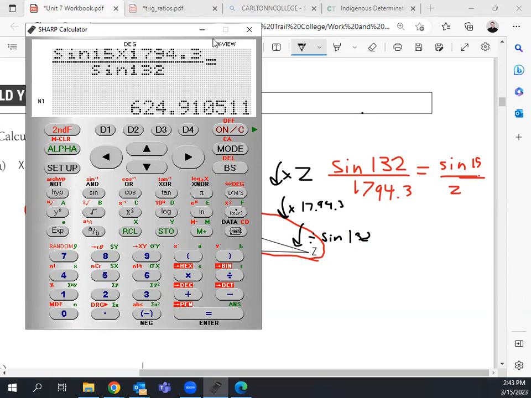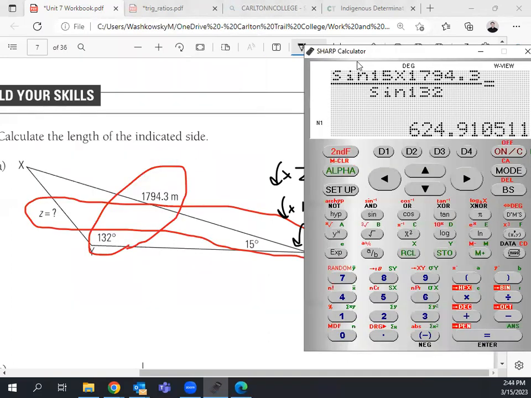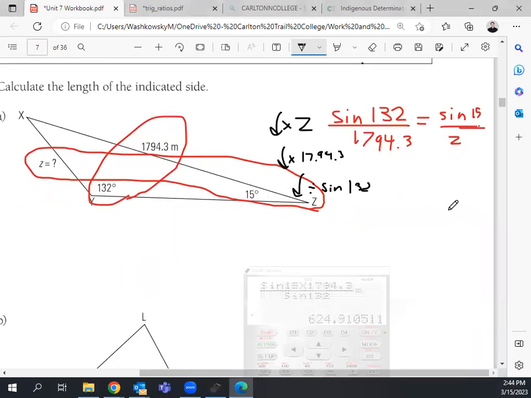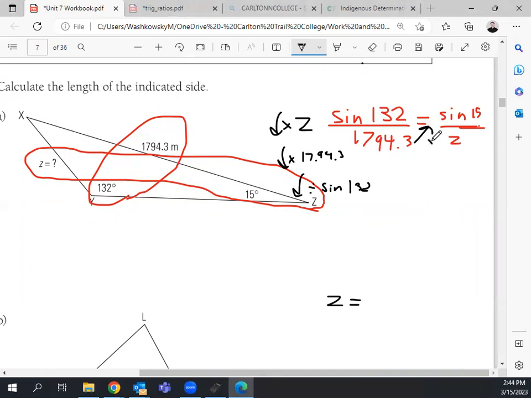It should come to 624.9 meters. My experience is most people are pretty okay with setting it up. They're able to do this part, which is half the battle. It's the algebra that tends to be the confusing part. Z is what I'm trying to find, so I need to get Z by itself. The main question is, am I timesing or am I dividing? If it's on the bottom, you have to times to get it to the other side.